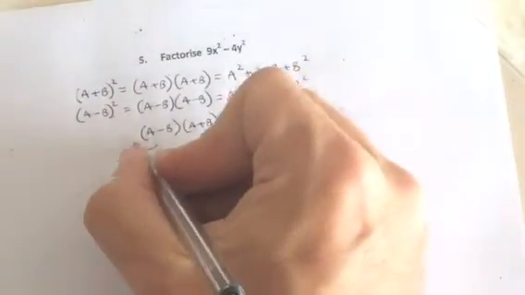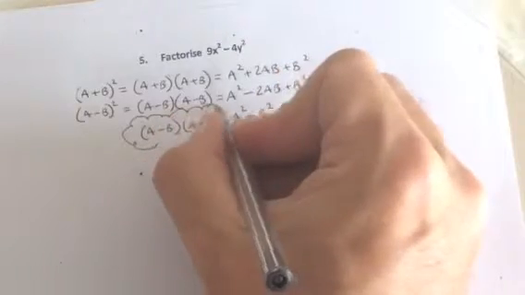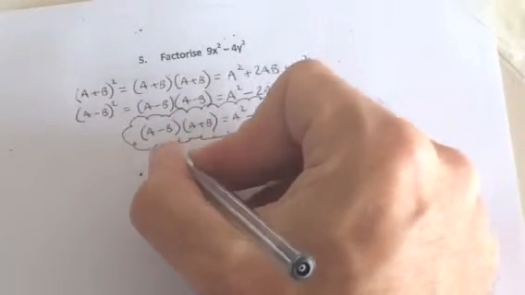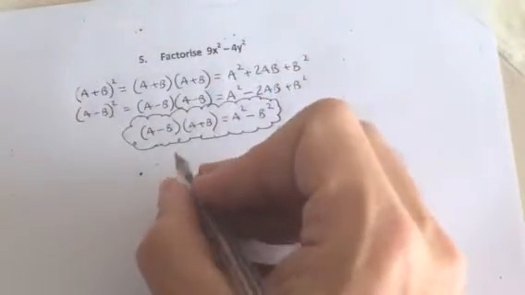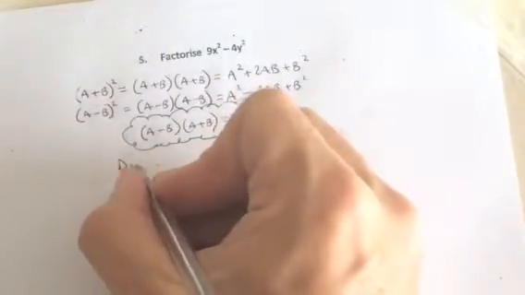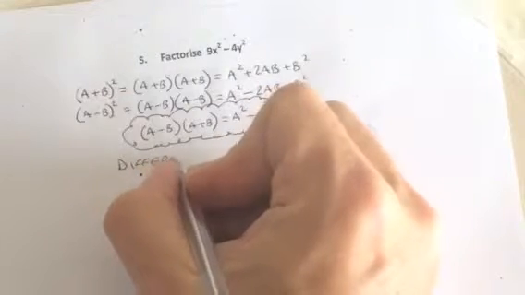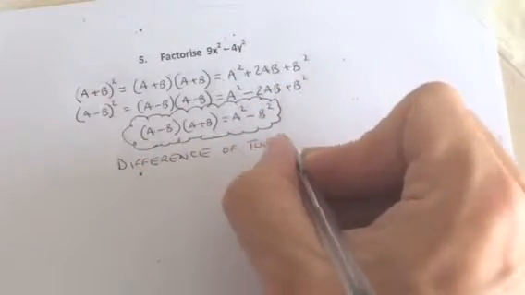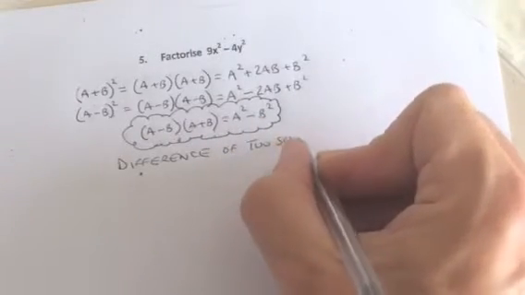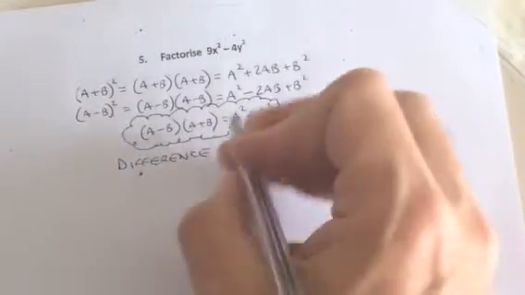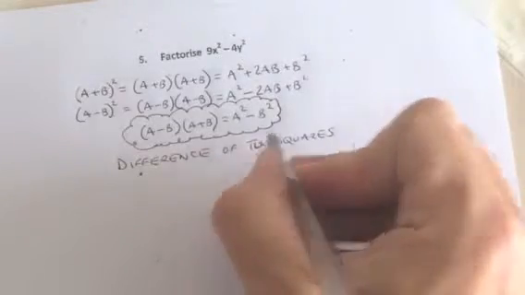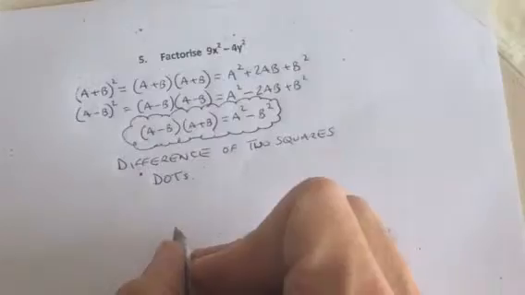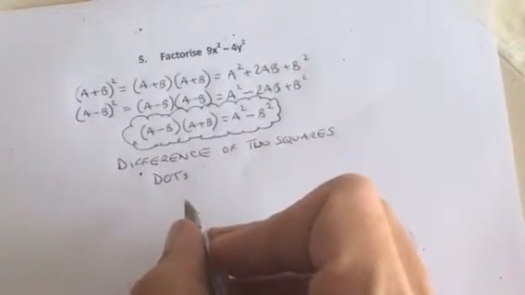Now, this is a very important relationship, and we need to recognize this. It's so important it has its own special name. This is called the difference of two squares factorization. Difference of two squares, because it is one square take away another square. Okay? It sometimes even goes under the abbreviation of DOTS. I don't tend to use that, but some people do. Difference of two squares, DOTS.